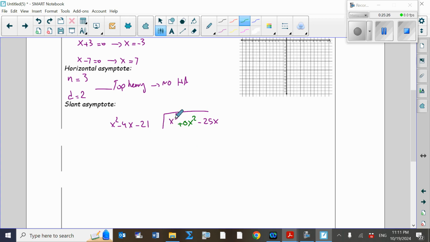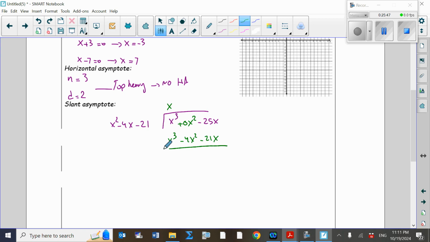Divide the first term by the first term. x to the 3 divided by x squared is x. So now you're going to multiply: x times x squared is x to the 3. x times negative 4x is negative 4x squared. x times negative 21 is negative 21x.